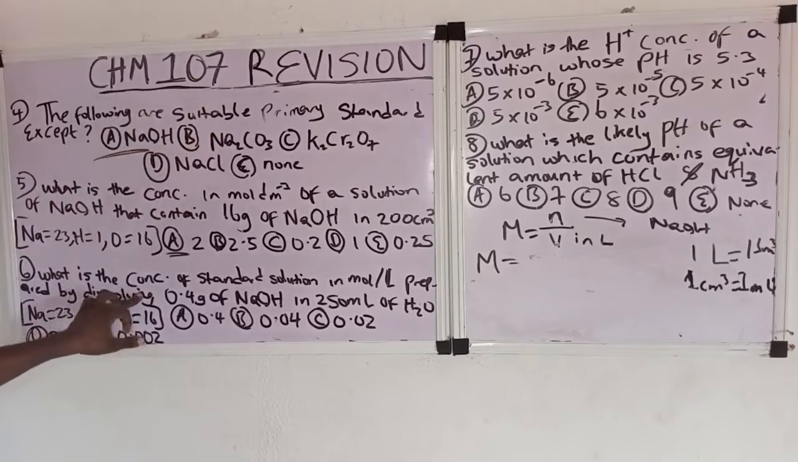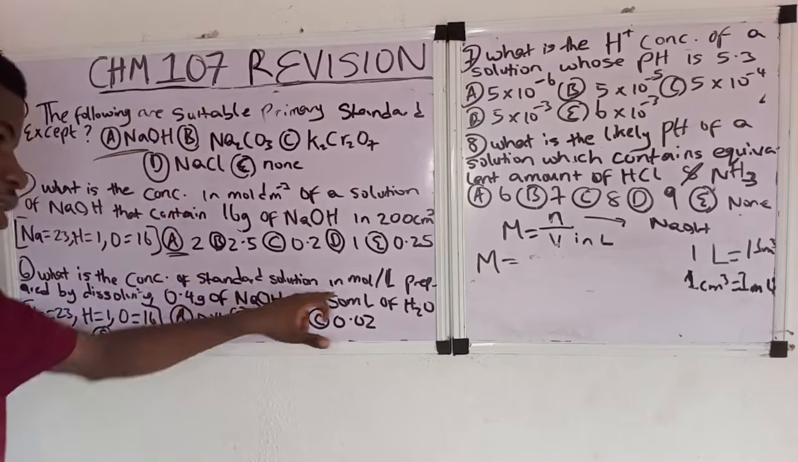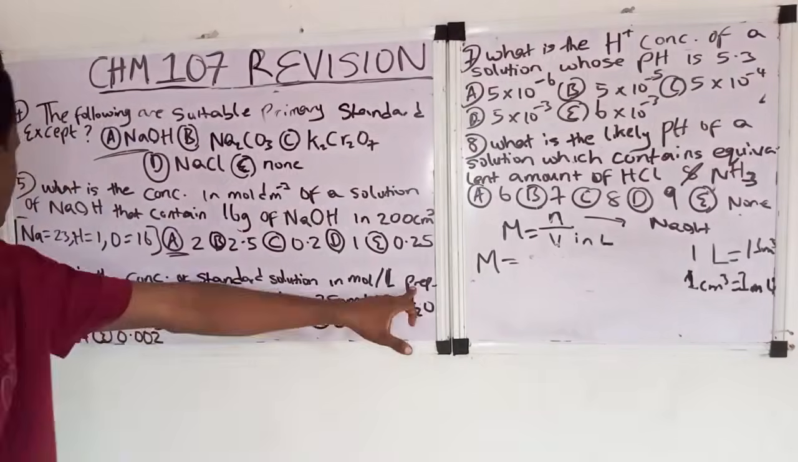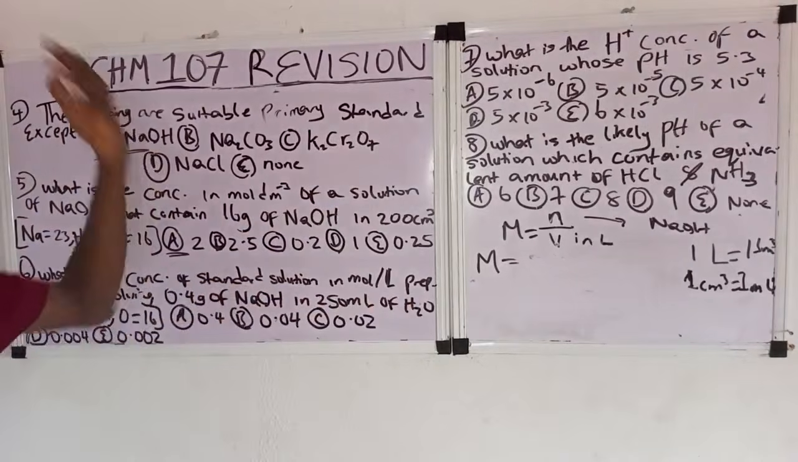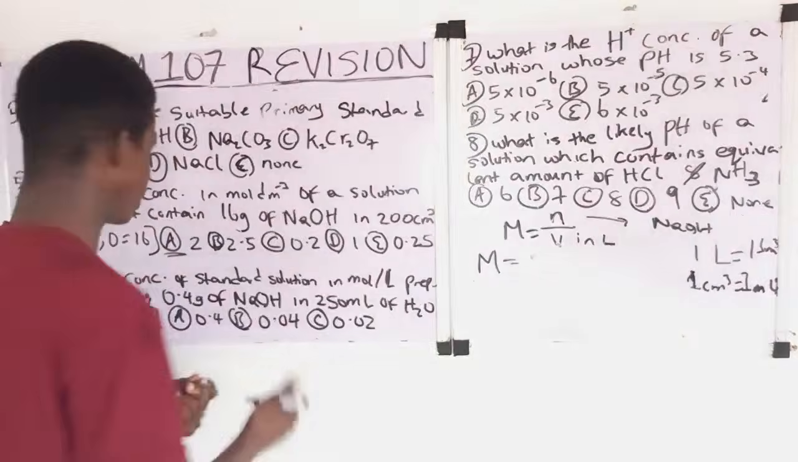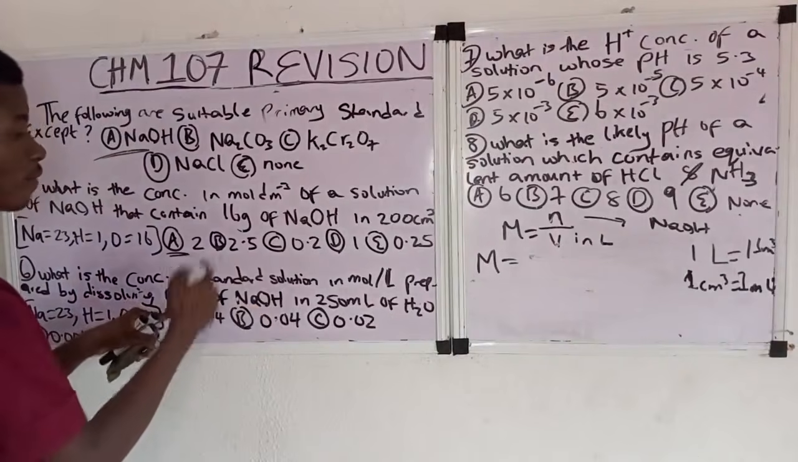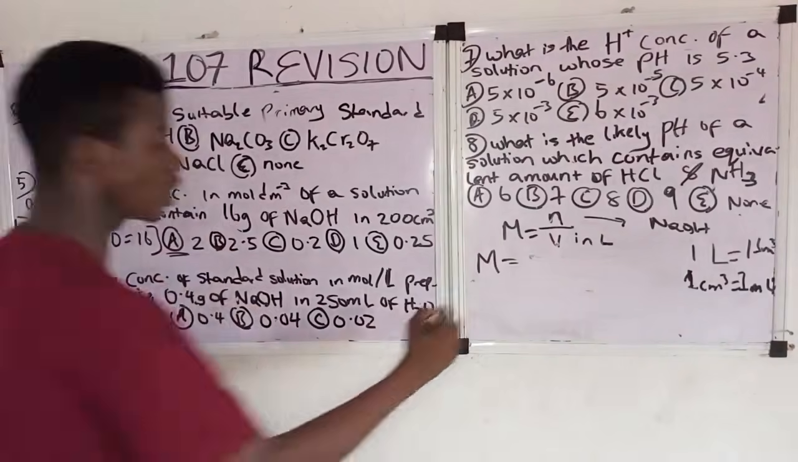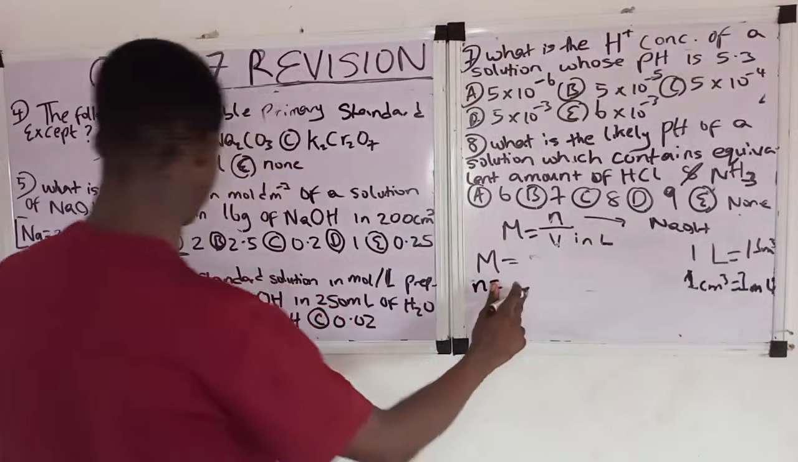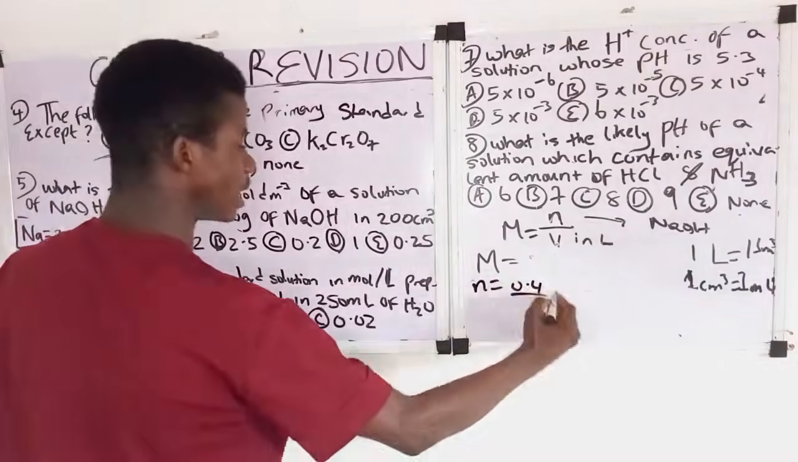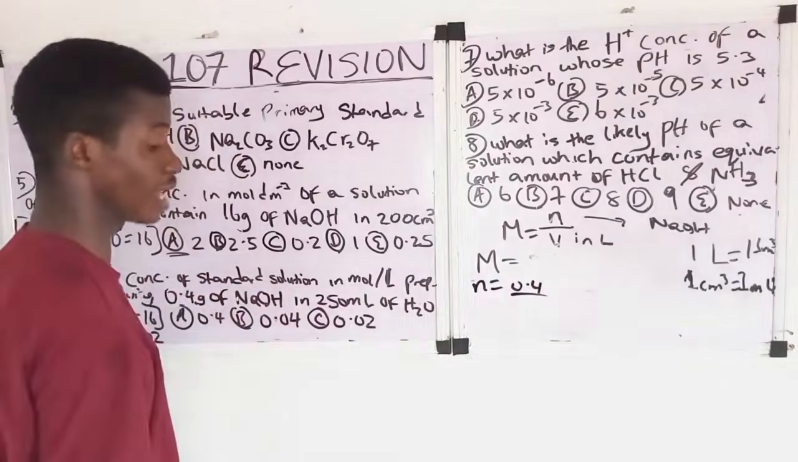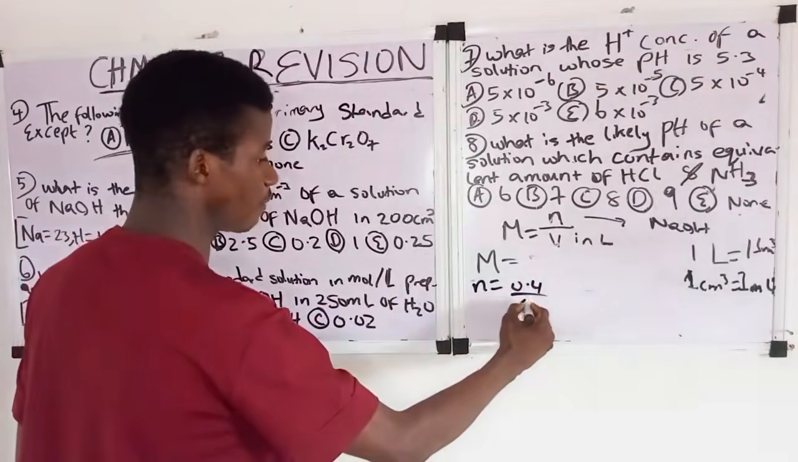Then, what is the concentration of the standard solution in mole per liter prepared by dissolving 0.4 g of sodium hydroxide? It's still the same thing we just did. The mass of sodium hydroxide is 0.4, the previous one was 16. So number of moles is equal to given mass, which is 0.4, divided by the molar mass. We calculated the molar mass just now. The molar mass is 40.